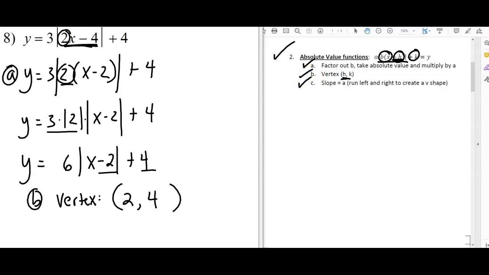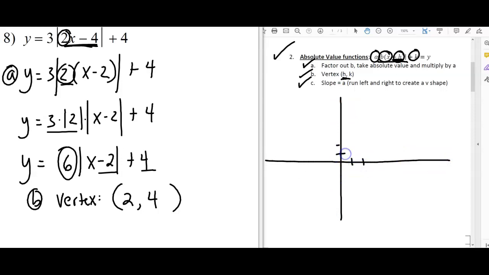The slope is the a value. That's the number in front. So for me, that will now be a 6. And I'll show you how to do slope on an absolute value function. We start by plotting the vertex. We're going to go over 2 and up 4.